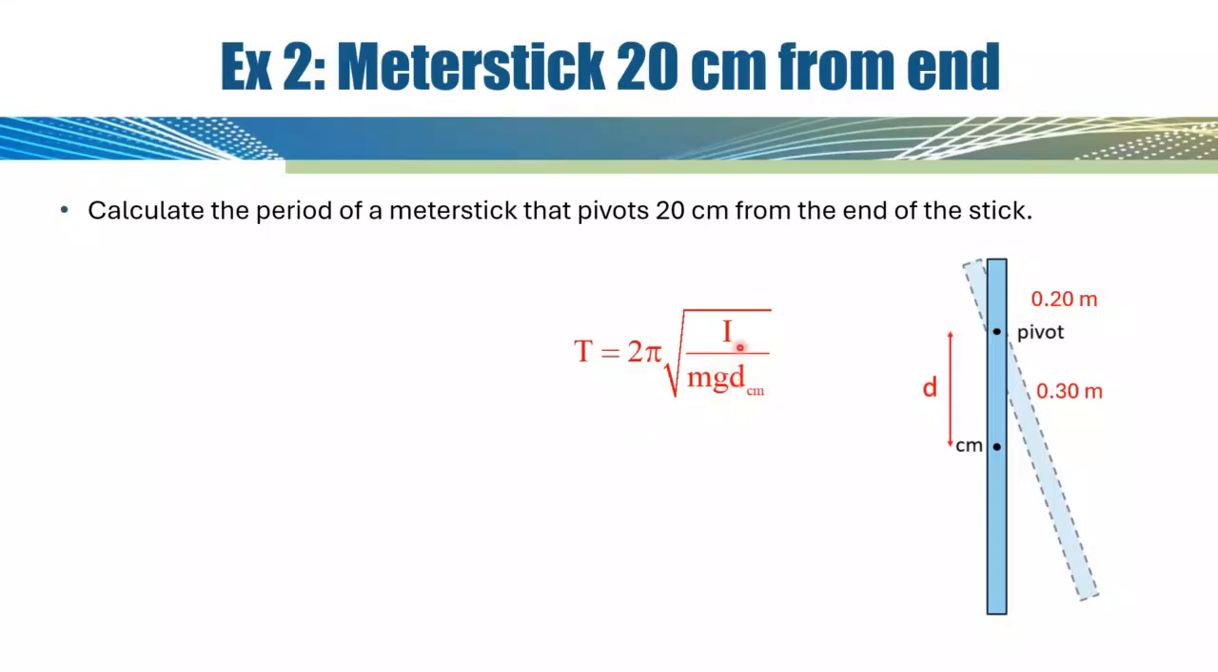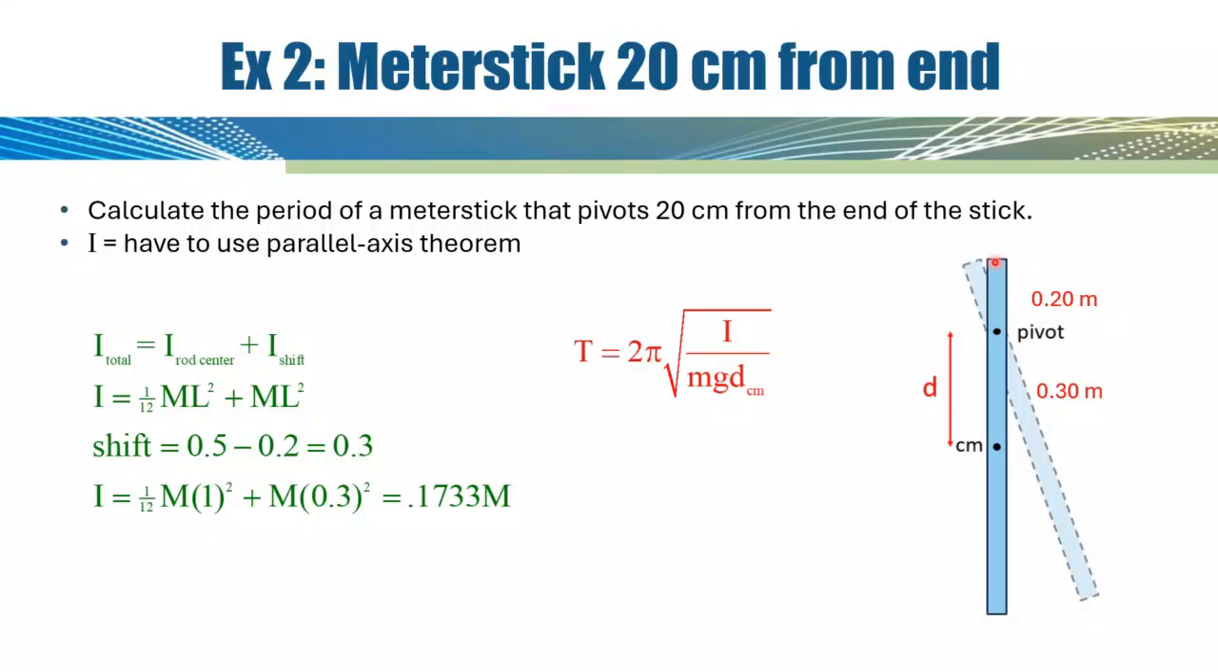Let's start with rotational inertia. So this time we have a meter stick. It's not pivoting through its center, which is 1/12 ml squared, and it's not pivoting about its end, which is 1/3 ml squared. So that means that we're going to have to use the parallel axis theorem. So let's look at that.